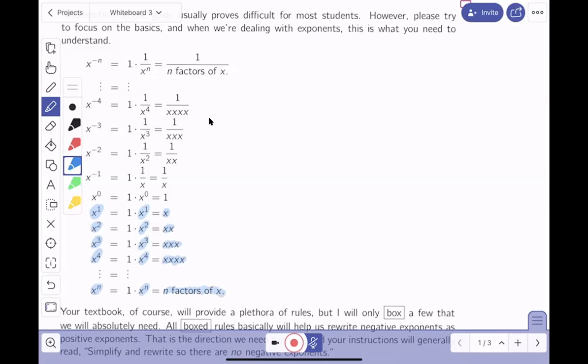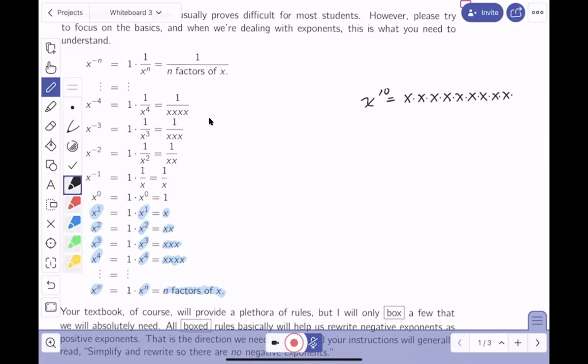Now, the problem with this is this. If I write down X to the 10, I would hate to see you count them: 1, 2, 3, 4, 5, 6, 7, 8, 9, 10. I would hate to see you do that. However, you could do it. That's what it means. It means there's 10 factors of X. Let me erase that.